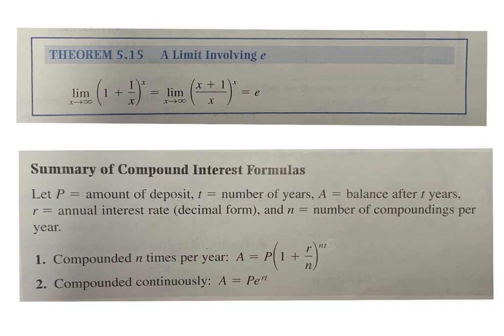A limit involving e. So if we have the limit as x approaches infinity of 1 plus 1 over x, to the x. This just went from here to here. They just got a common denominator. So 1 over 1, and they multiply both sides by x, right? So this is just getting a common denominator inside the parentheses. But if you have your limit as x approaches infinity of this guy, you get e.